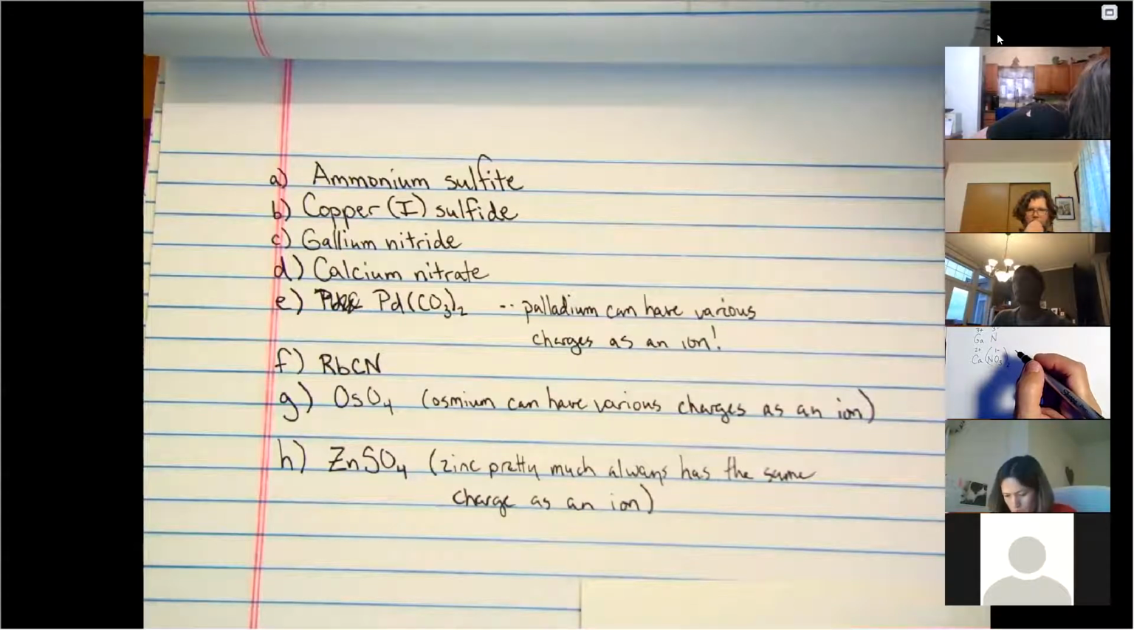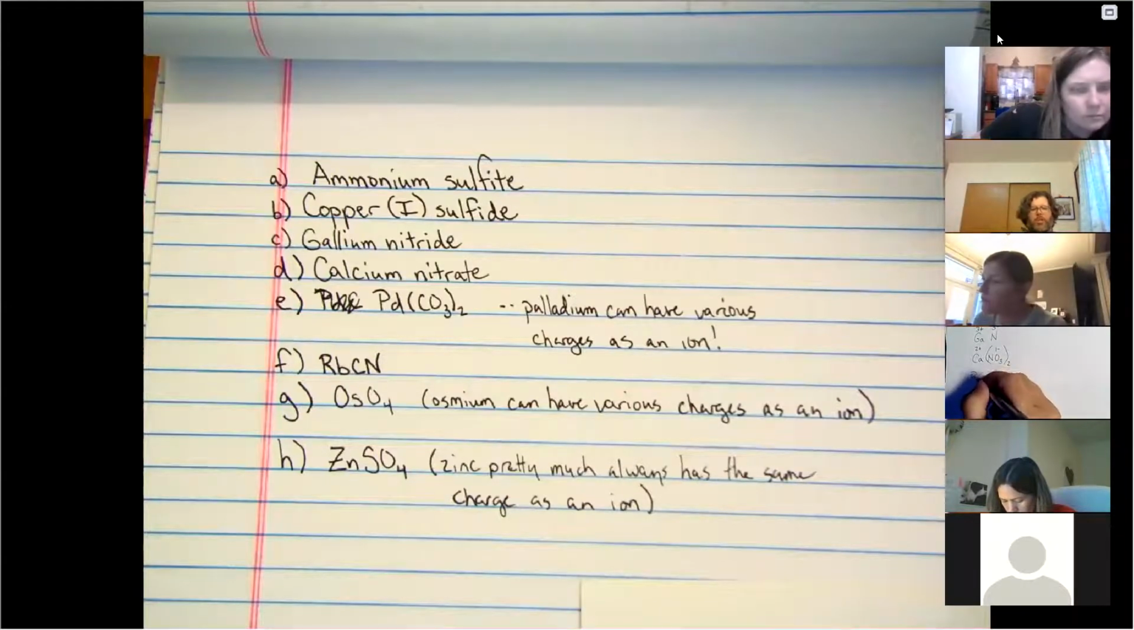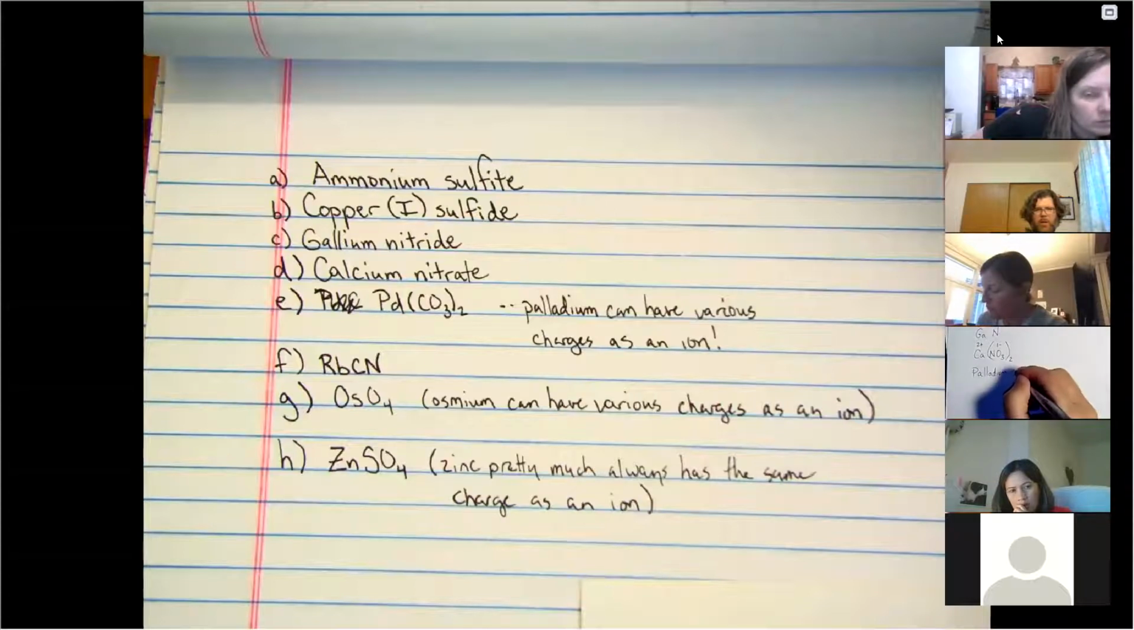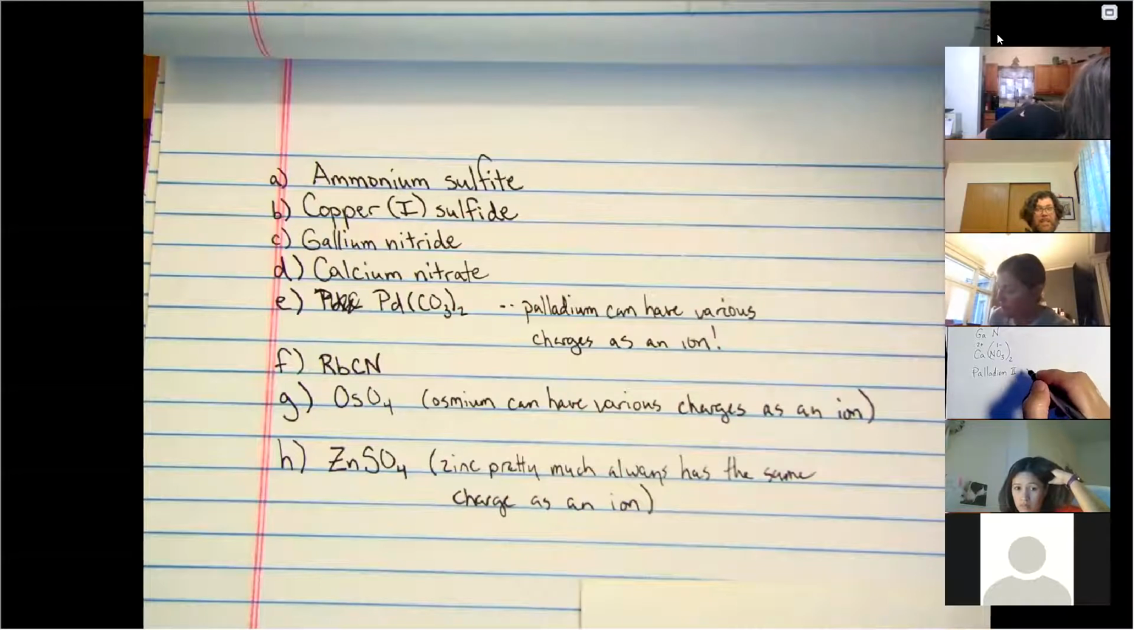Does zinc have a 5+ charge? The real question is, does it matter if we want to name that compound? No. And no, zinc does not have a +5 charge. As a matter of fact, from H, you could tell me what the charge of zinc is by looking at what it's with. So what is zinc with in formula H there? Sulfate. Yeah. What is sulfate's charge?